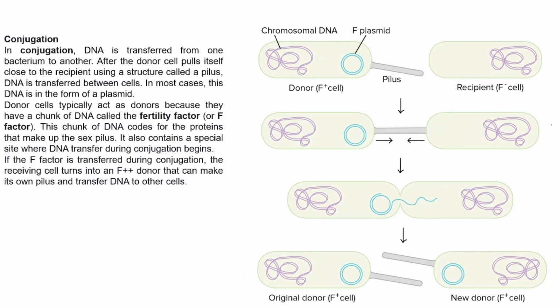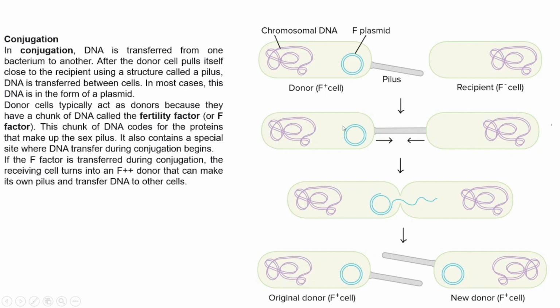Next is conjugation. In conjugation, the DNA is transferred from one bacterium to another after the donor cell pulls itself close to the recipient using a structure called the pilus. DNA is then transferred between the cells. In most cases, this DNA is in the form of a plasmid. An F plus donor cell contains its chromosomal DNA and an F plasmid. It has a rod-like pilus. A recipient F minus cell has only the chromosome and no F plasmid.